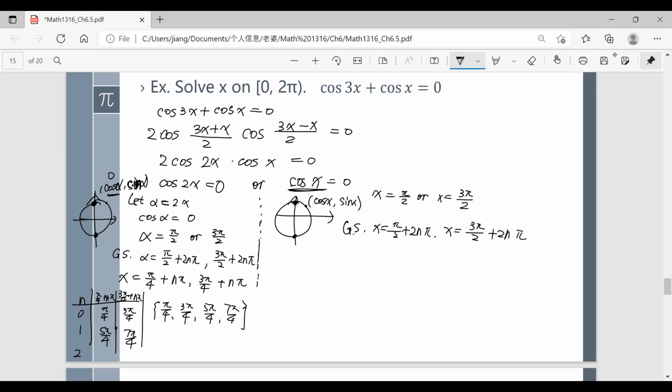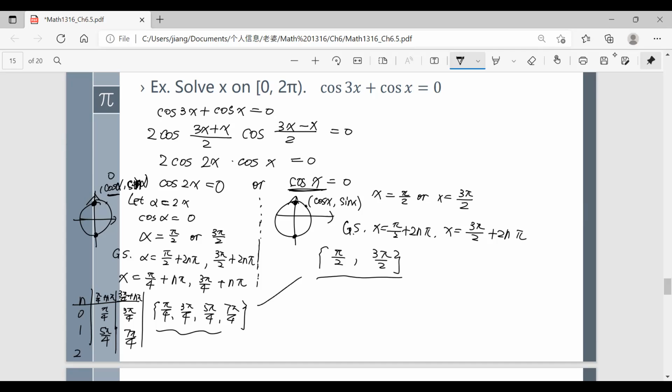So n equals -1 makes the angle negative. N equals 0 gives pi over 2 and 3 pi over 2. N equals 1 is more than 2 pi. That means we have 2 solutions for x in 0 to 2 pi: pi over 2 and 3 pi over 2. So these solutions all satisfy this equation.